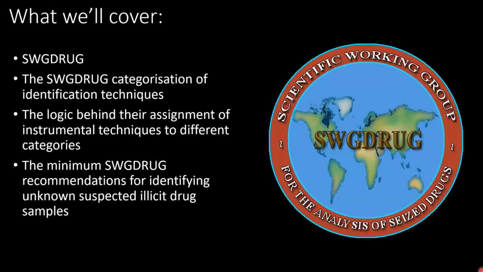What we're going to be covering is SWGDRUG, or the Scientific Working Group for the Analysis of Seized Drugs. We're going to go into the SWGDRUG characterisation of different analytical identification techniques, as well as the logic behind the assignment of different instrumental techniques to those categories. Finally, we're going to discuss the minimum SWGDRUG recommendations for identifying an unknown suspected illicit drug sample.